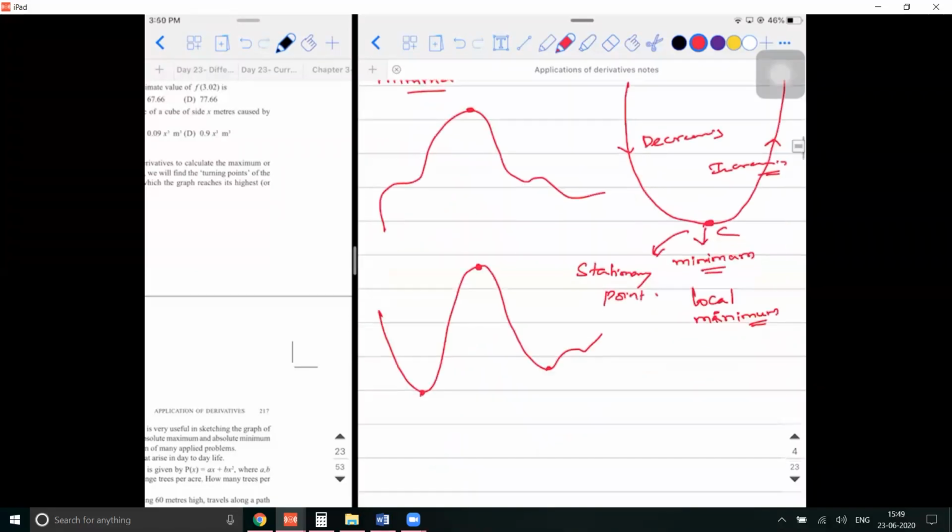So that x is 0, why is it so? Because if we draw a tangent, it will be parallel to the axis. That's the reason. Very, very good.